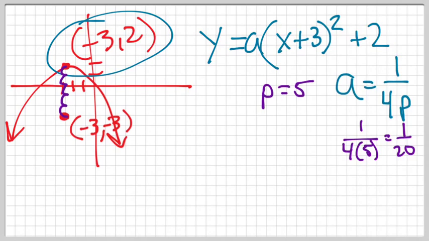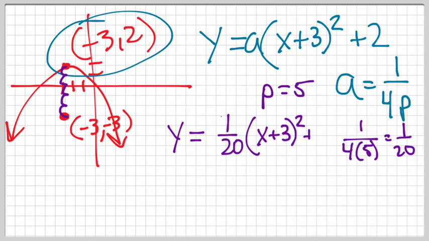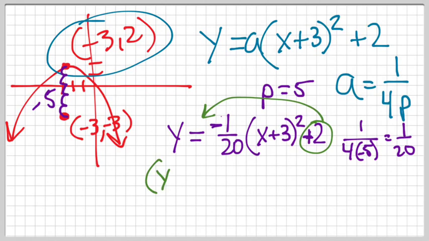So a is 1/20th, or again, the focus stretch or compression is going to make it 1/20th (x plus 3) squared plus 2. Now, something that I won't tell you is it's actually going down. So notice how I went down 5 units, so it's going to be -5. If I plug in -5 there, that's going to make the whole thing negative, so it's going to be -1 over 20. And the way you might see it is that they might move this 2 to the other side, meaning it might be y minus 2 equals -1/20th (x plus 3) squared.